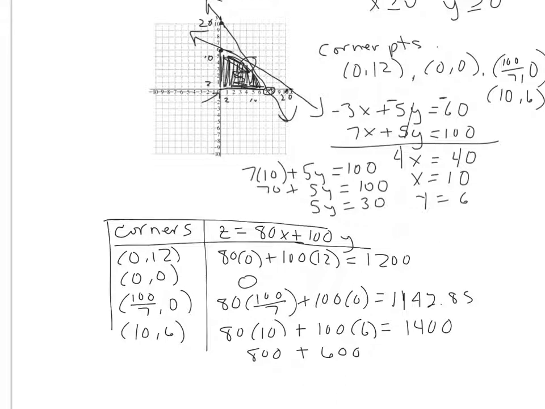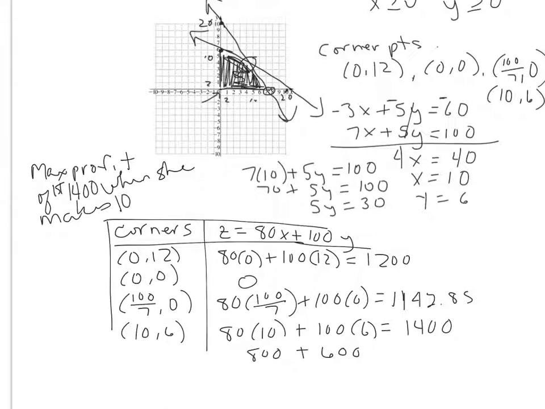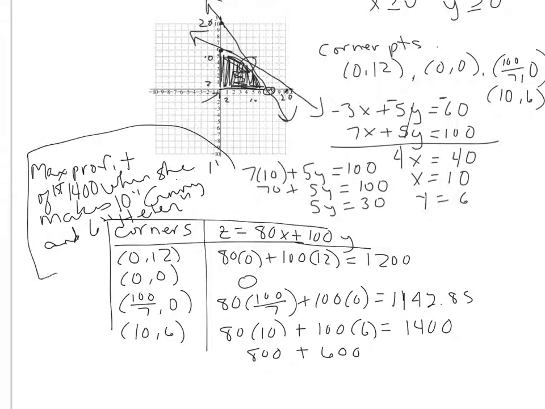So here's what we have: a max profit of $1,400 when she makes 10 of the Jenny and 6 of the Helen. And that's it for Chapter 5.